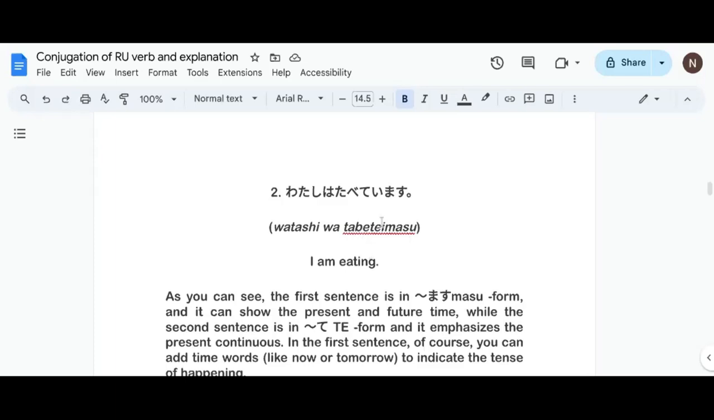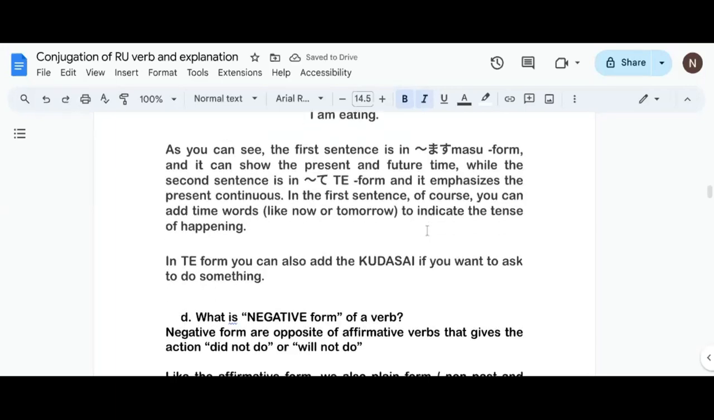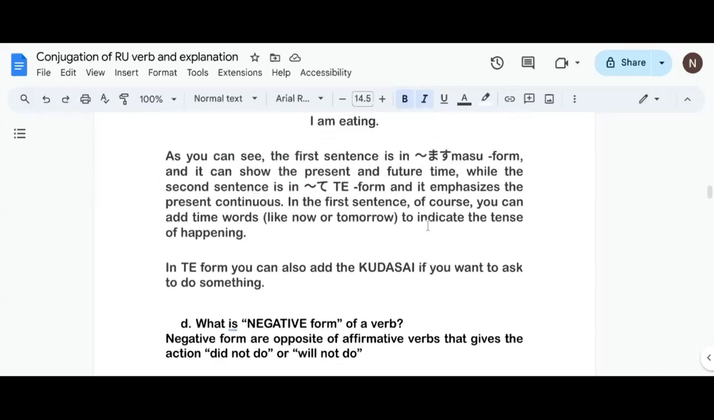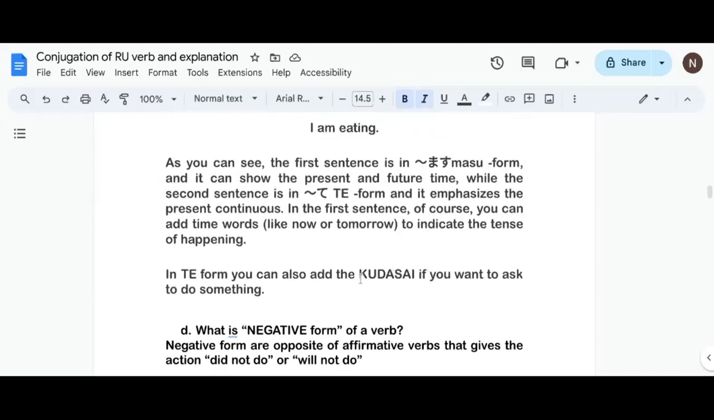There are a lot of words, auxiliary verbs, that we can connect with this, okay? Also in the te form, you could add the kudasai. You already know kudasai, right? If you want to ask for something, ringo kudasai. Can I have an apple? Or can you give me an apple?